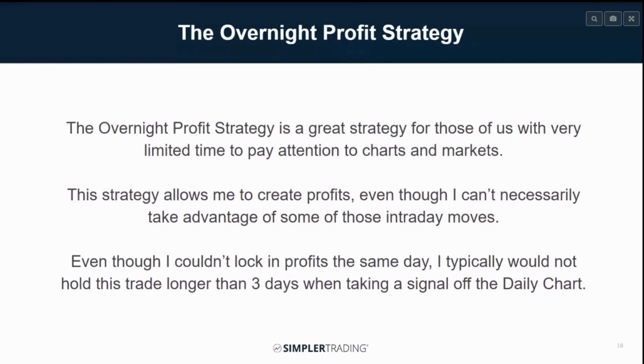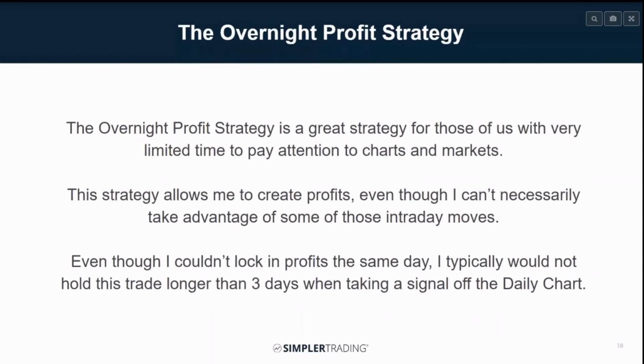So if you're like me, you can't necessarily sit in front of the computer like you want to. This strategy allows me to create profits, even though I can't necessarily take advantage of some of those intraday moves like I like to. And even though I couldn't lock in profits the same day, I typically would not hold this trade longer than 3 days when taking the signal off the daily chart, right? So for me, 3 days sometimes seems like a very long time to hold a trade when I was so used to intraday trading.